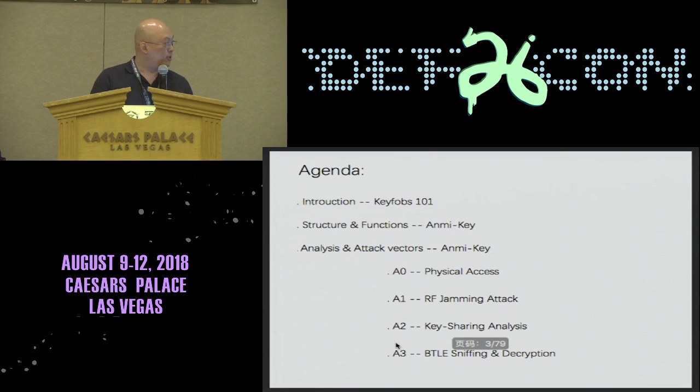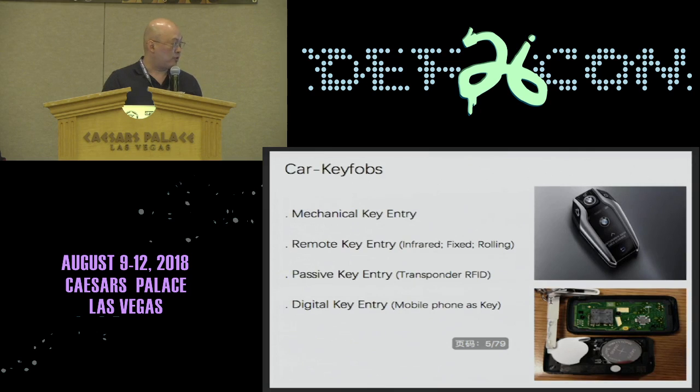Today's agenda is going to be like this. First, I'll run a very quick introduction on key fobs 101, and then I will walk through the structure and functionality of our target today, which is called the AMI key. It's right here. Then I will talk about how I analyzed it and what kind of attack vectors I found for these AMI keys. For example, we'll go from the physical layer and RF layer up to applications, and then eventually we will see how we can sniff the Bluetooth traffic and decrypt the encryptions.